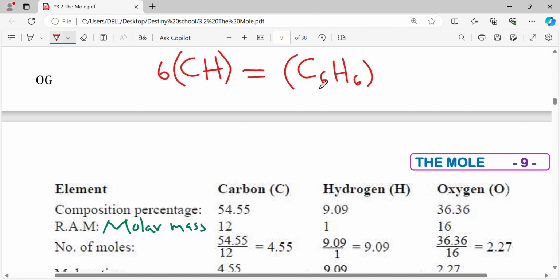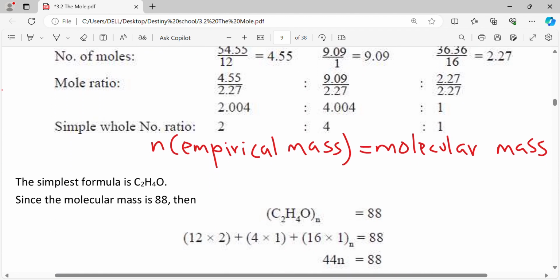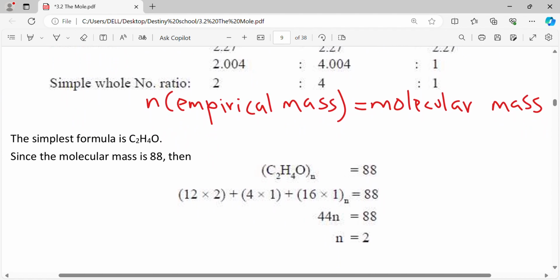So how can you get back to C6 or H6? By multiplying this by 6. So 6 is our n. So the empirical formula is always going to be less. You need to multiply it by a certain factor to get the molecular formula. If I multiply by 6, 6 multiplied by this C, I get my C6. 6 multiplied by this H, I get H6. So that is the role of n, so that we can get the number that we need to multiply the empirical formula with to get the molecular formula.